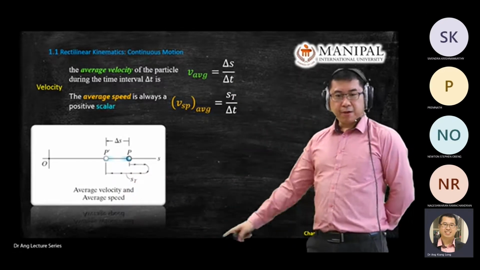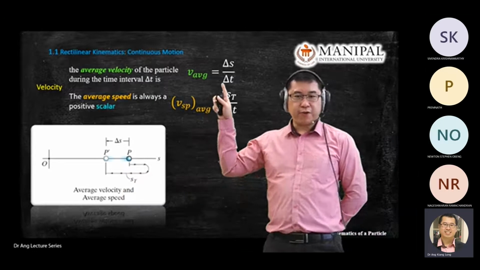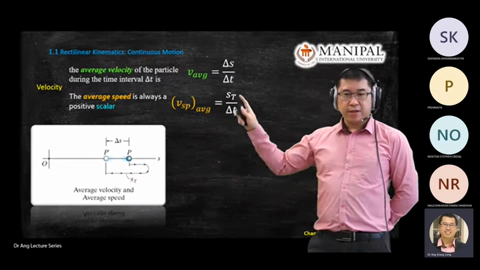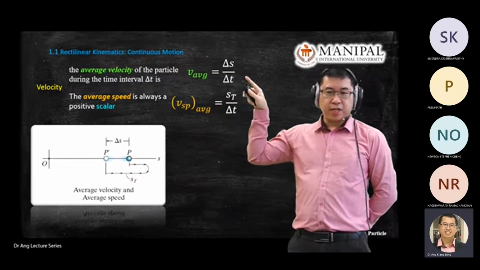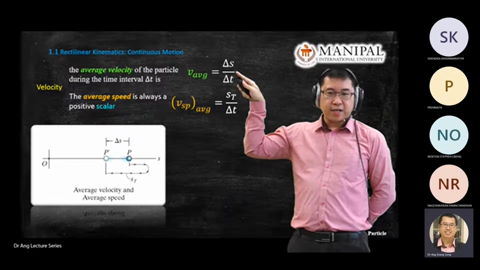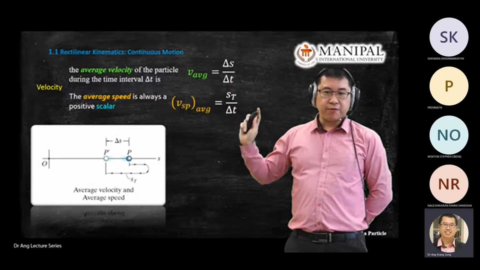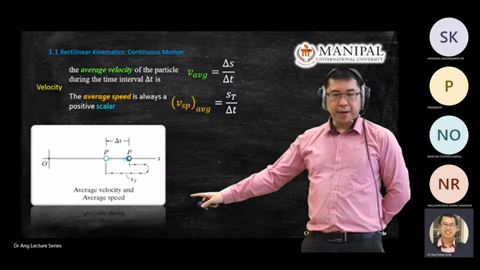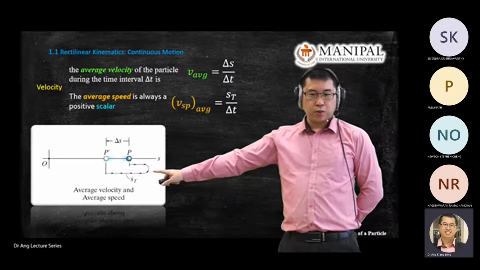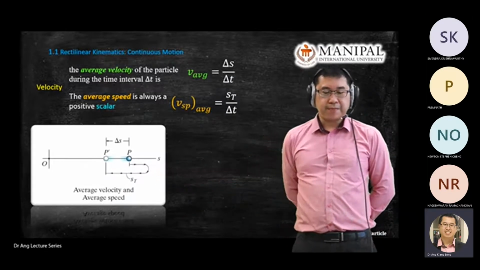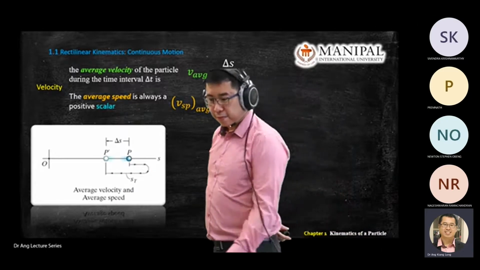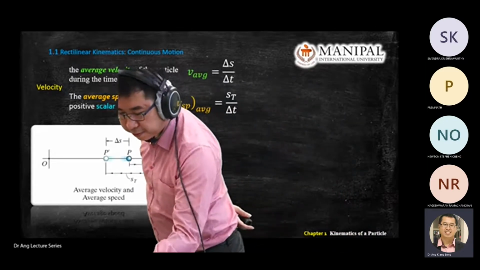Now by looking at this diagram, which one will give you the higher value? Which answer, either the green color or the orange color, will give you the higher answer? Anyone want to try to answer?